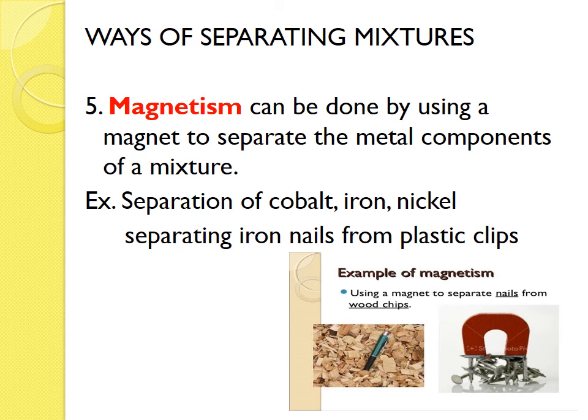The next way of separating mixtures is through magnetism. It can be done by using a magnet to separate the metal components of a mixture. Take note, magnetism can only be done if the mixture is composed of two solid parts, and one part should be attracted to the magnet. Examples of this are separation of cobalt, iron, nickel, and separating iron nails from plastic clips.